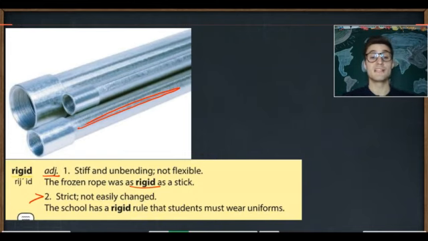The school has a rigid rule that students must wear uniforms. The school that I went to had this rule, a very rigid rule. You had to wear the correct uniform. Even if you wore a different kind of sock, they would send you home. You had to wear the school socks. They were very rigid.